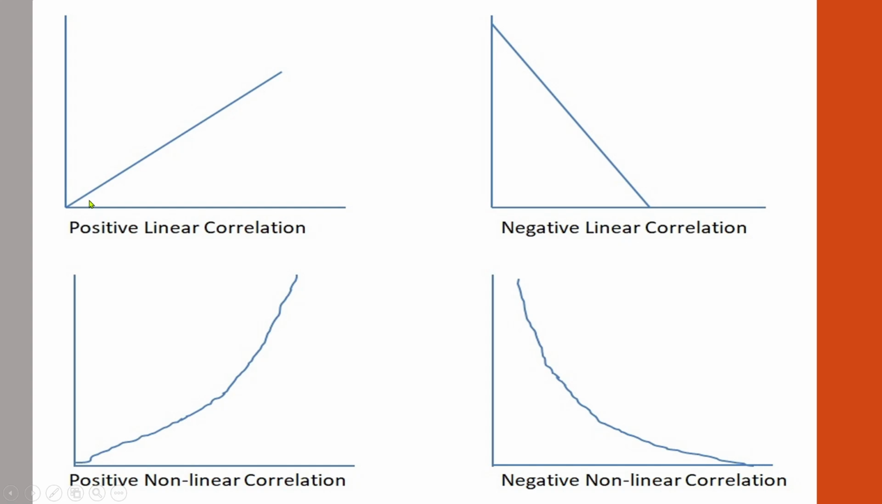So an upward line that moves from left to right is a positive linear curve. Same here, an upward curve, it is not a straight line, it is a curve from left to right, is a positive non-linear. Likewise, negative and negative non-linear. I hope you understand the concept. Next one, measures of correlation.